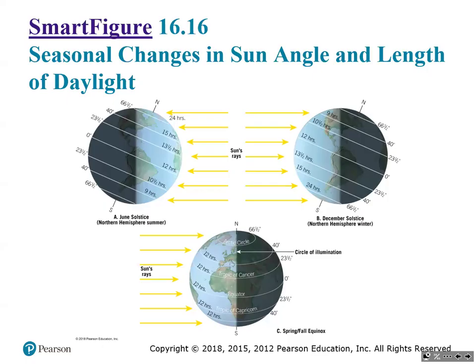So, there are seasonal changes in the sun and length of daylight. You know, the longest day in the northern hemisphere is at the summer solstice in June. The shortest day is in December, the winter solstice. And you'll have equal length day and night at the equinoxes in March and September. And we're actually coming up on the September equinox. It'll be at the start of next week.